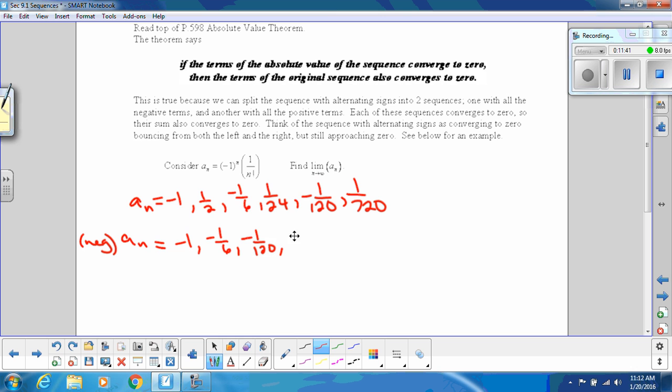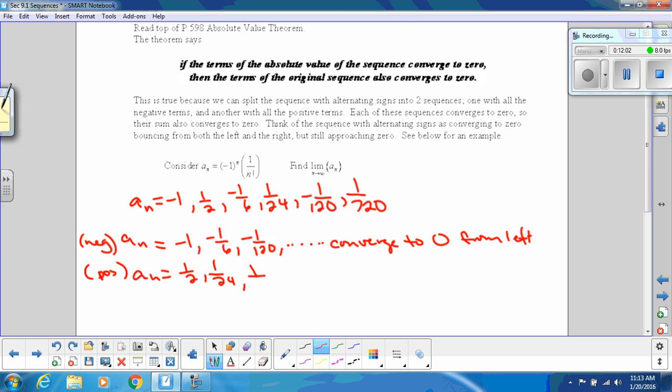So you see how this is going to converge to 0. It's getting closer and closer to 0 from the left. And then if I look at all the positive ones, those are the ones 1/2, 1/24, 1/720. These are going to converge to 0 from the right.